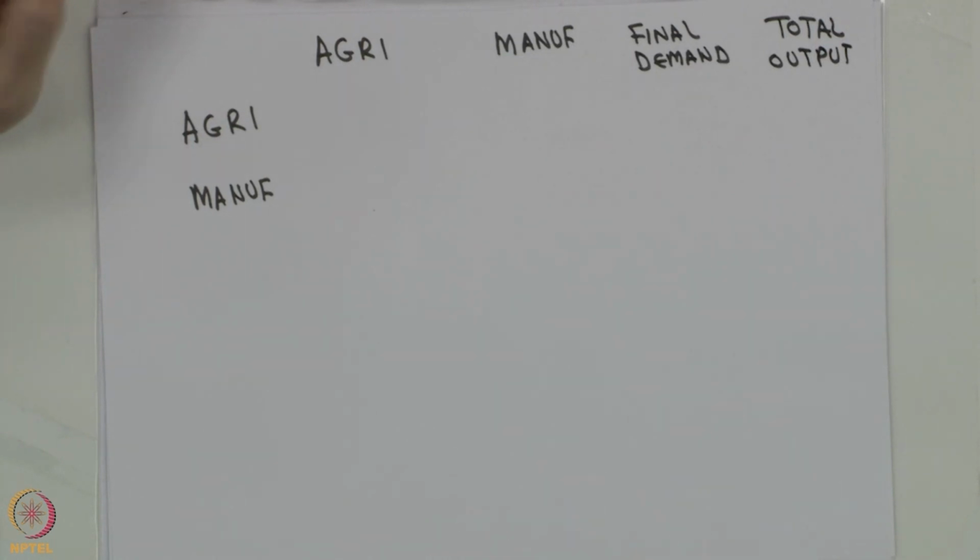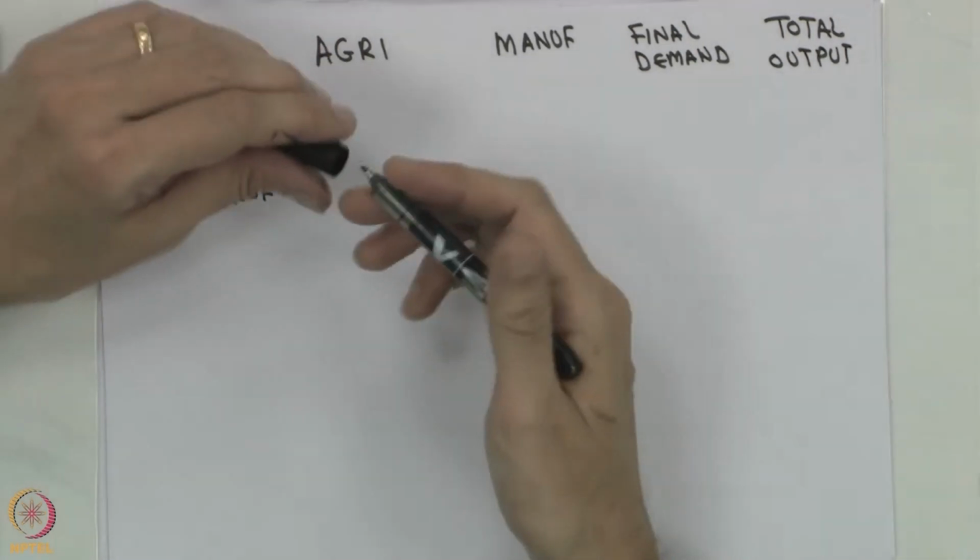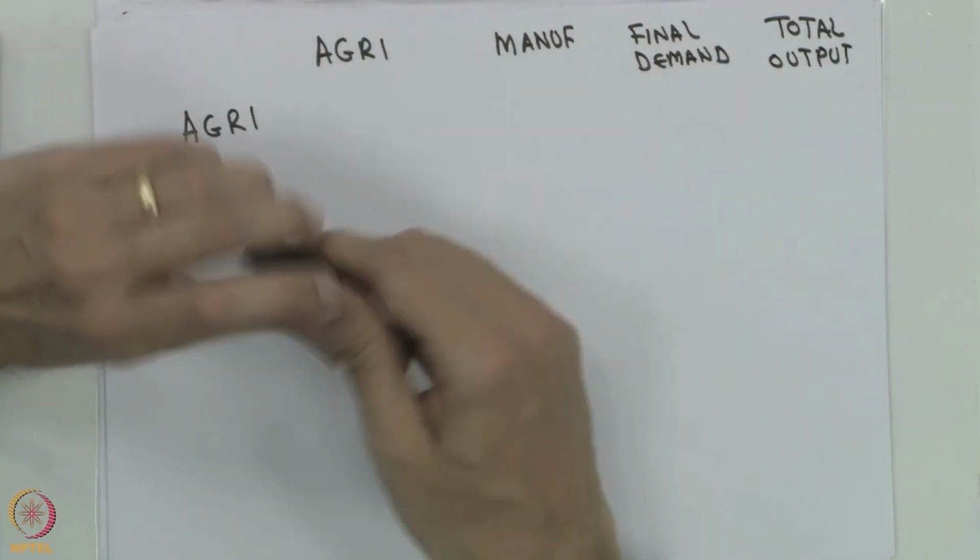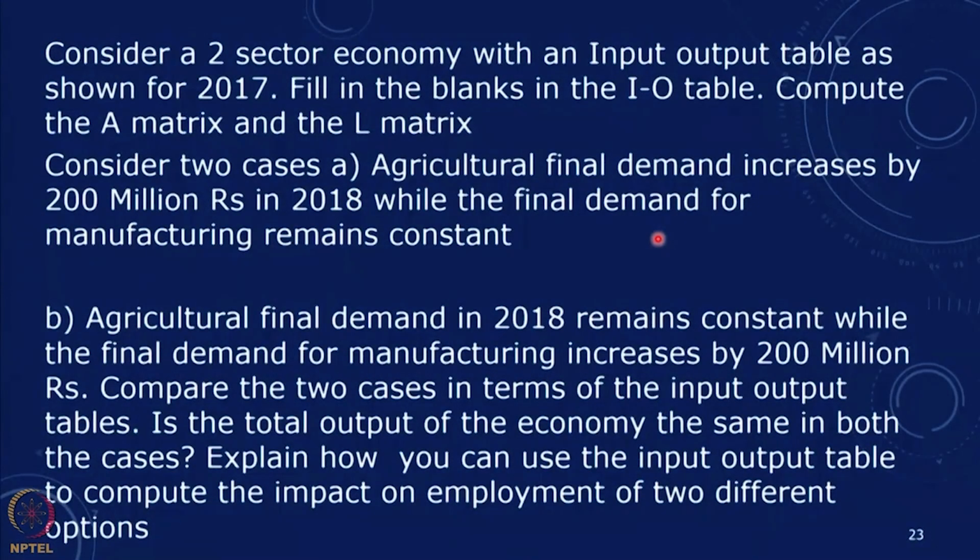We are considering a two-sector economy with an input-output table as shown for 2017. We are asked to fill in the blanks in the input-output table, and compute the A matrix and the L matrix. Then we are supposed to consider two cases. One is where the agricultural final demand increases by 200 million rupees in 2018, while the final demand for manufacturing remains constant. The second is where agricultural final demand remains constant while manufacturing demand increases by 200 million rupees. We want to compare the two cases in terms of the input-output tables.